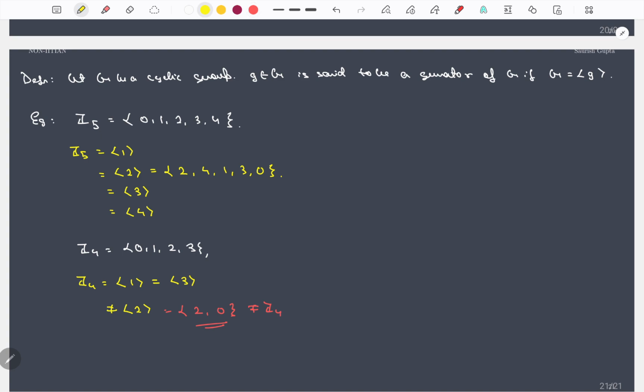Something interesting you can observe from here is that 3 is co-prime to 1, co-prime to 4, and 1 is obviously co-prime to 4. And here all these 4 elements were co-prime to 5. So there is something to do with these elements which are co-prime.